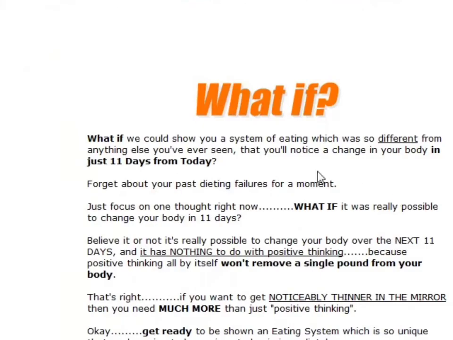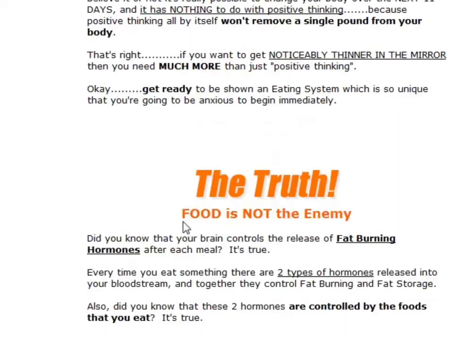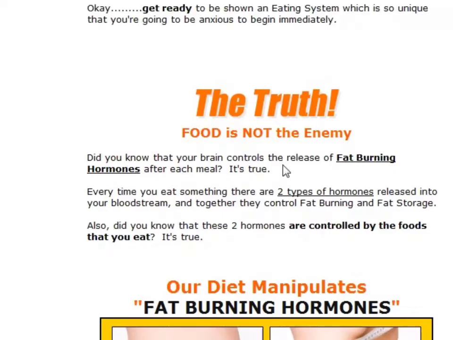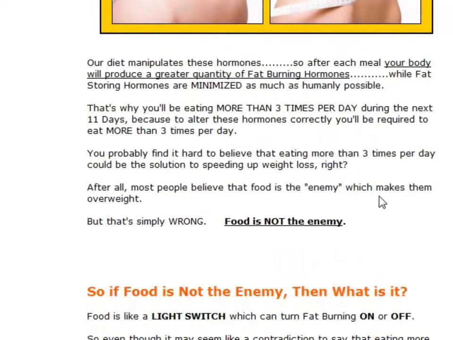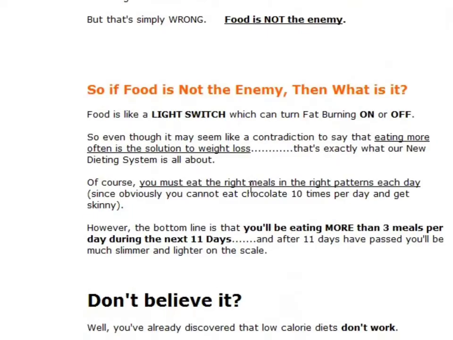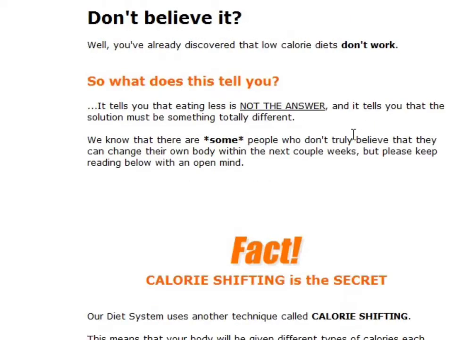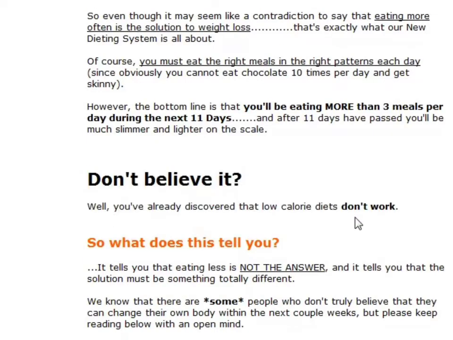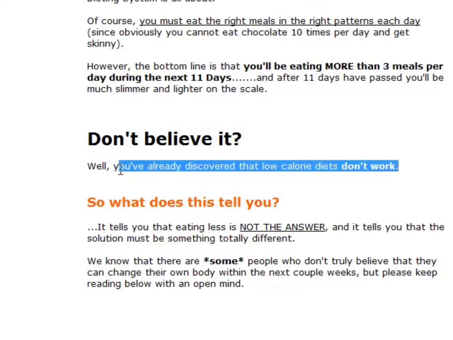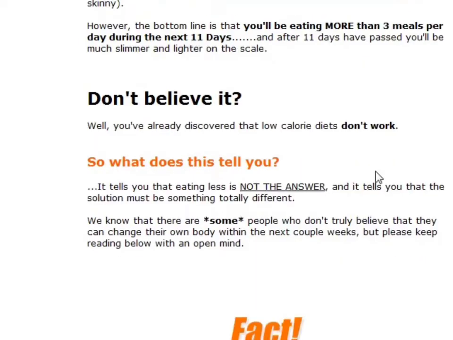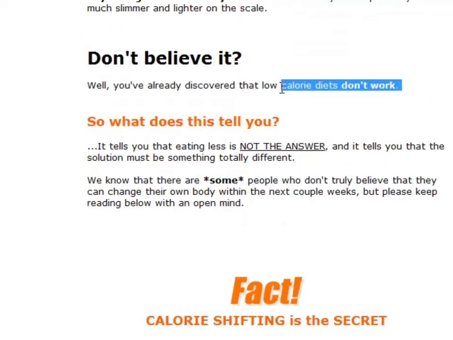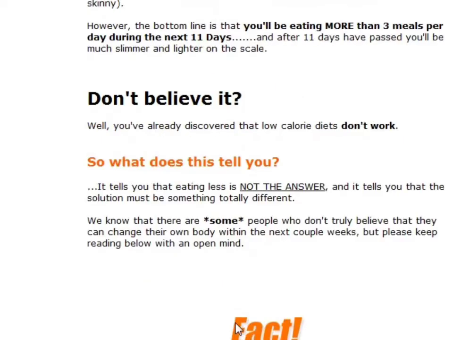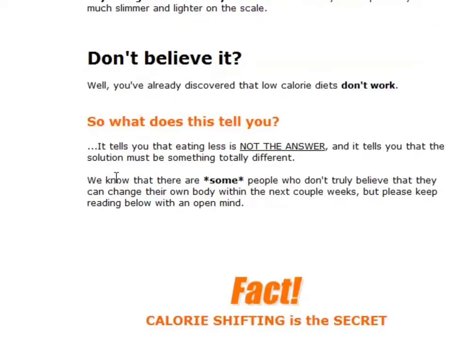So, what if we could show you this? The true food is not the enemy. Hey, this is the magic bullet. You can eat as much as you want and you'll still get skinny. Okay? And they come into this suspend disbelief stuff. Don't believe it. Well, you've already discovered this doesn't work because you're here. Fat loss diets don't work because you're here. You've came here. So obviously you're looking for a solution. On top of that, I talked about it on the last page, so obviously they don't work.